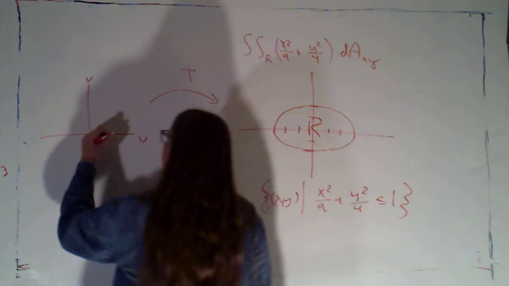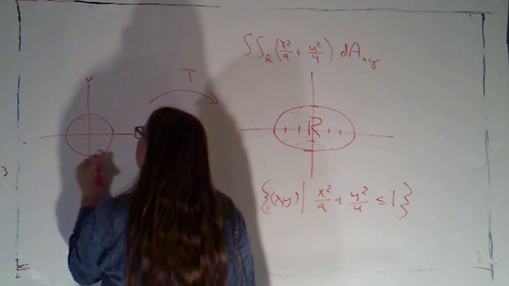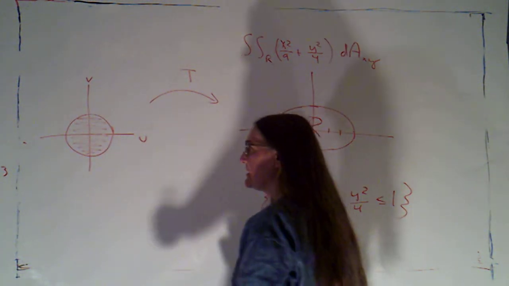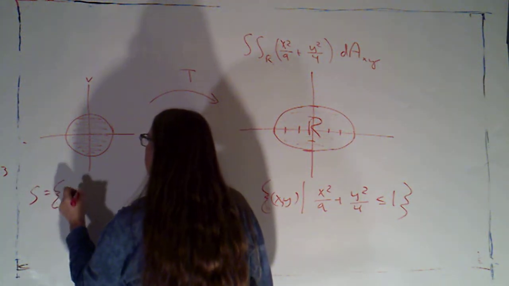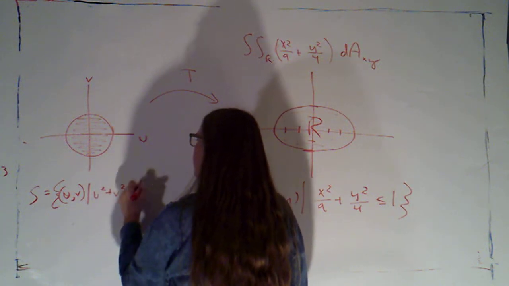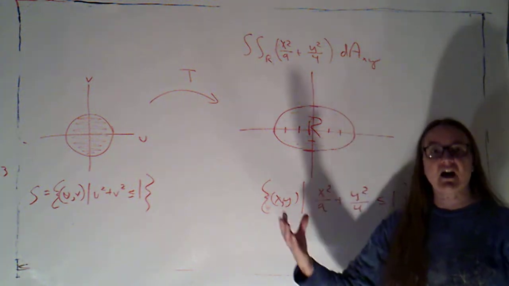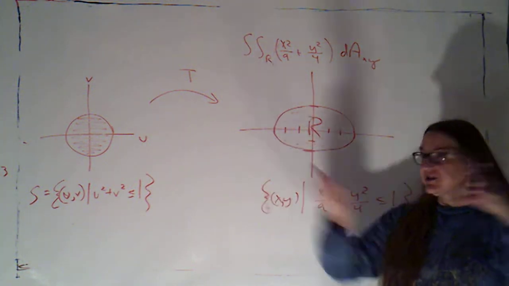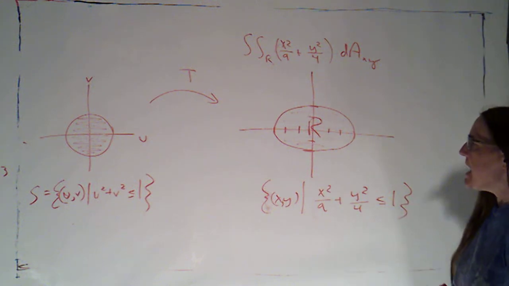So I'm thinking maybe we could let S be the unit disk, so that it's the set of all points UV such that u squared plus v squared is less than or equal to 1. And I can let T be the transformation that does the morphing, that stretches things in both directions but by different amounts. So let's see.